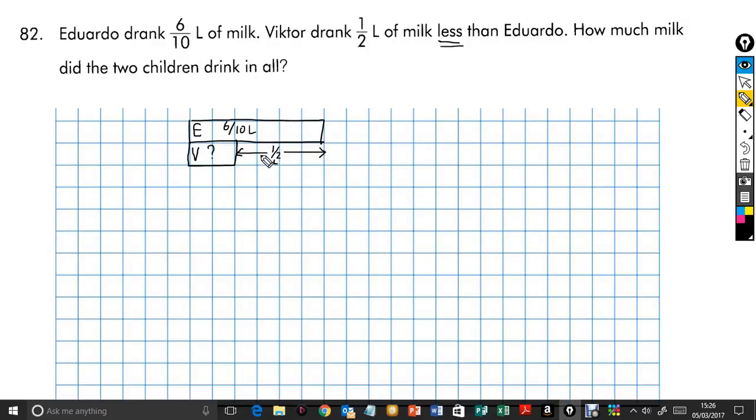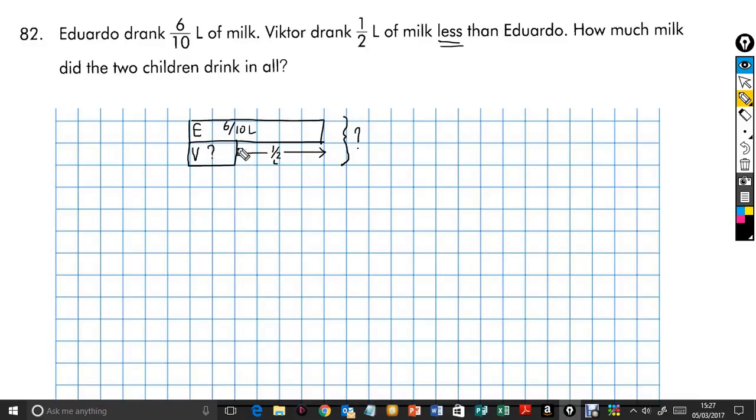Now, what are we being asked? Are we being asked how much milk Victor drank? Well, indirectly, the question says, how much milk did the two children drink in all? How much did they drink in total? So what I am being asked is this. This is my ultimate question. I want to know the value of this block and the value of this block added together. All right, and in order to do that, yes, I will have to calculate how much milk Victor drank.